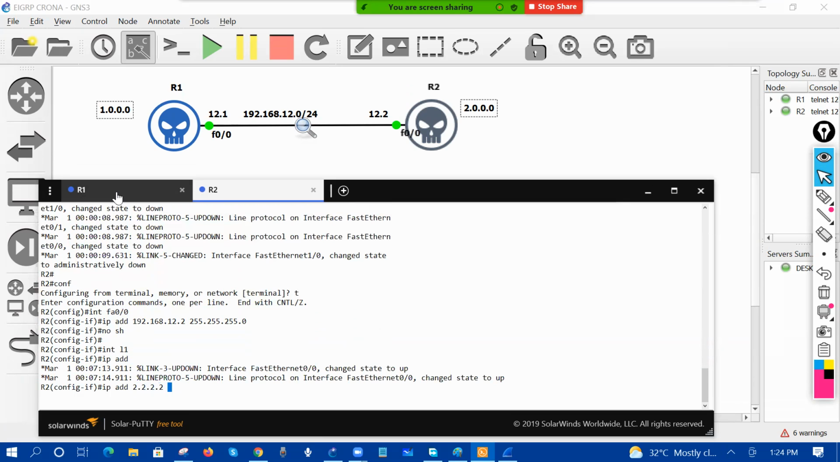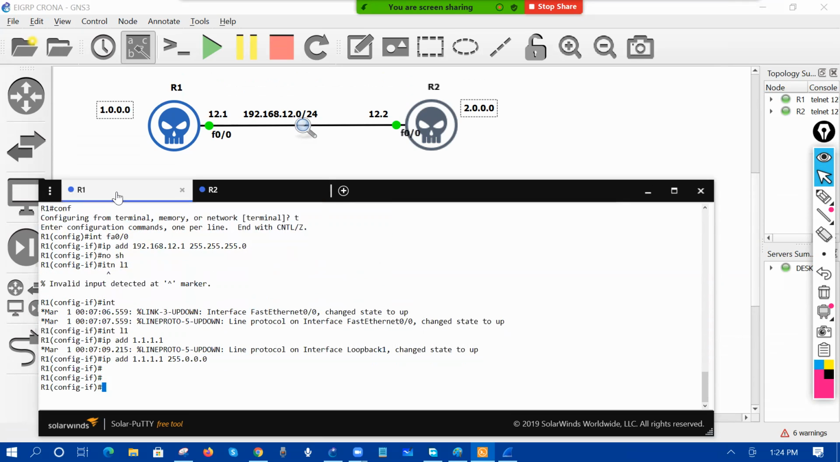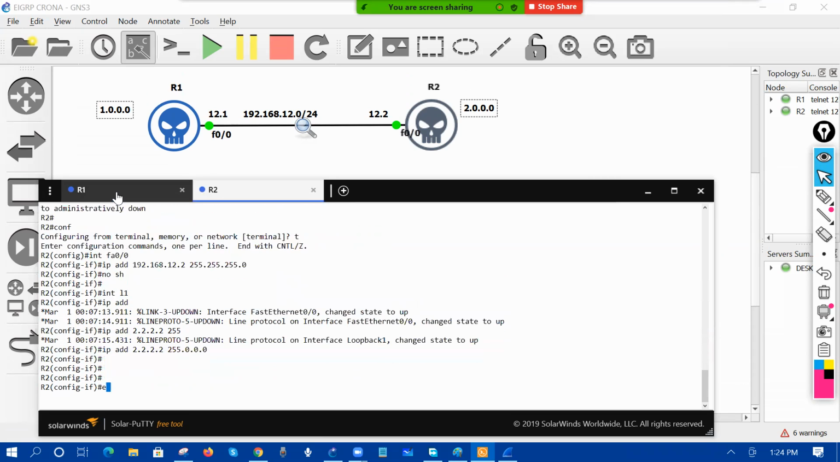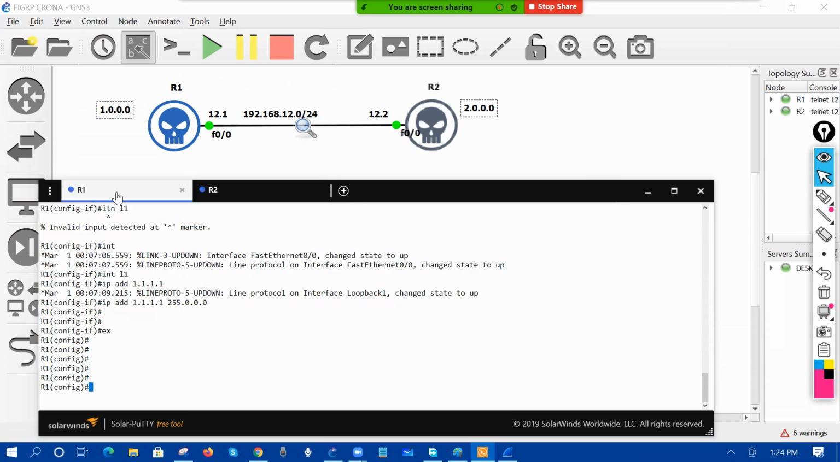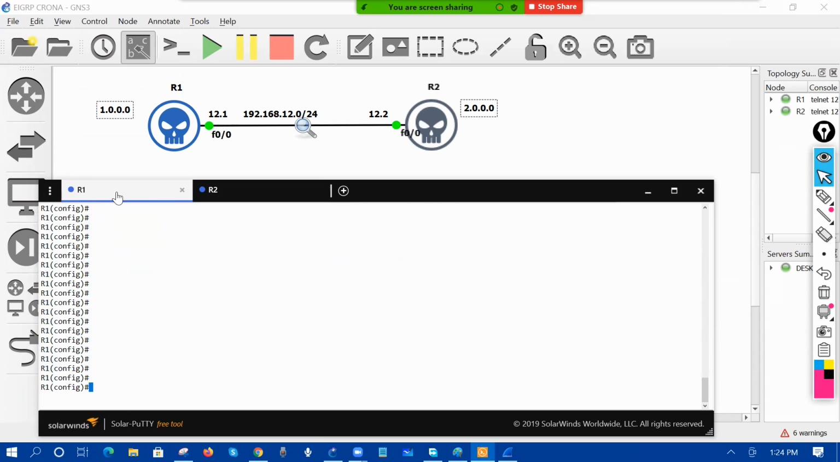I have one more thing to ask. Classless and variable length subnet mask is also the same, VLSM, right? Yeah, tell me.